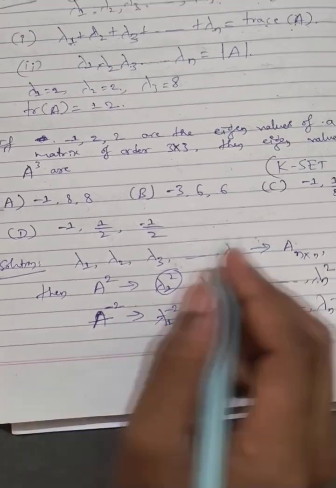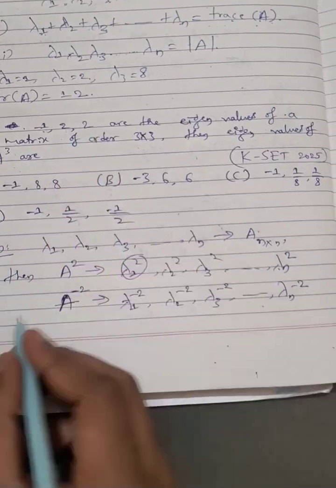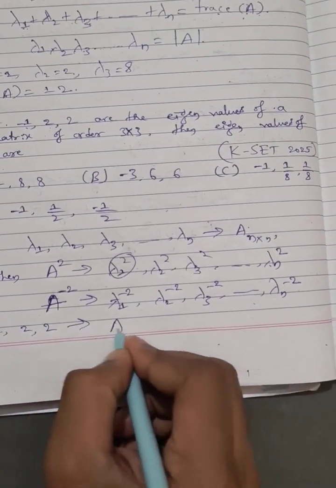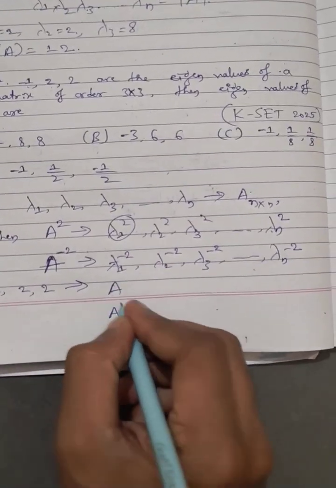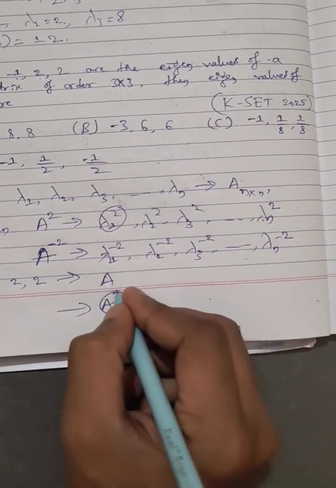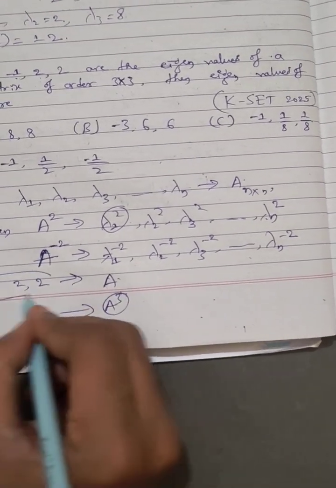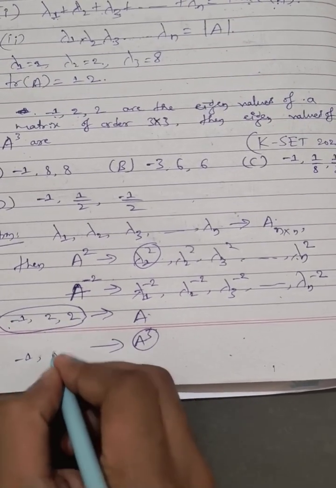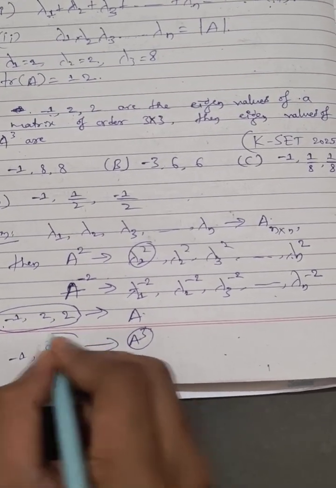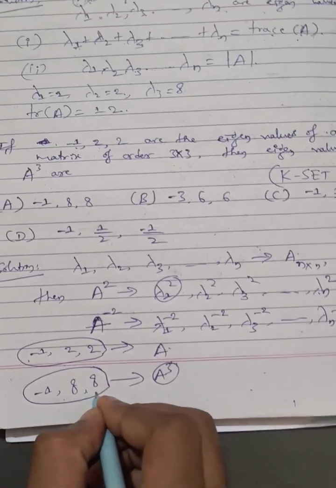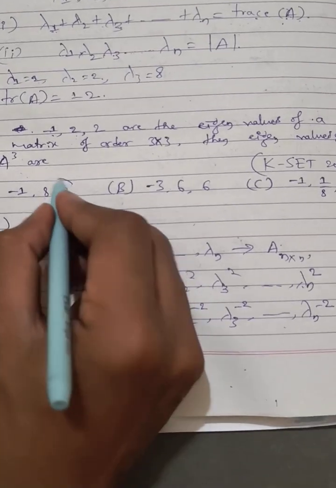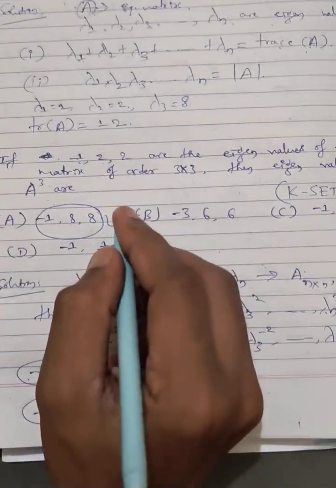Is it clear, student? Here also we have minus 1, 2, 2 as the eigenvalues of A. So we need the eigenvalues of A cube. What do the eigenvalues of A cube become? We just have to cube all these eigenvalues. Minus 1 cube is minus 1, 2 cube is 8, 2 cube is again 8. So minus 1, 8, 8 are the eigenvalues of the A cube matrix. Which is the option? Option E is the correct one. Is it clear, student? So now come to the next question.